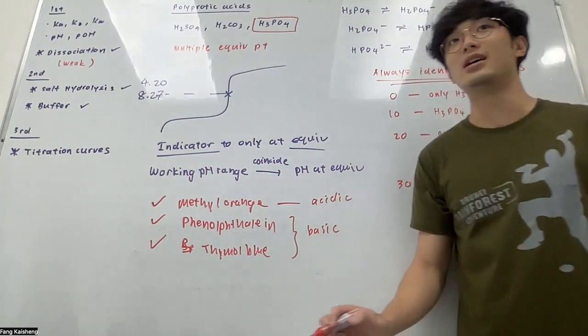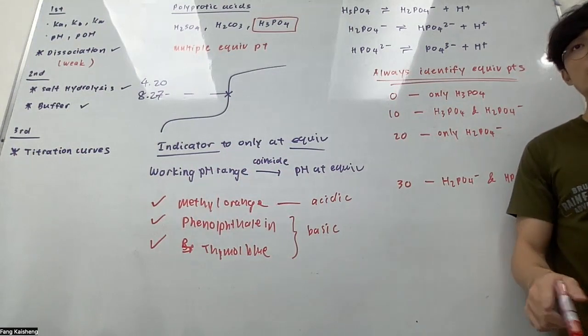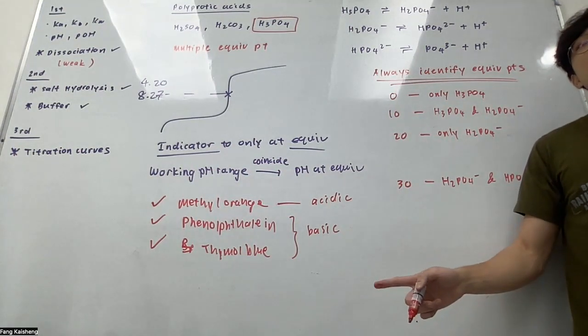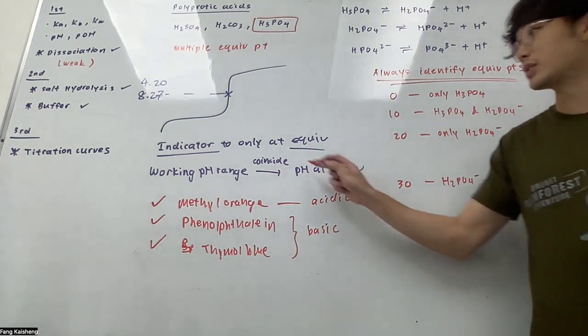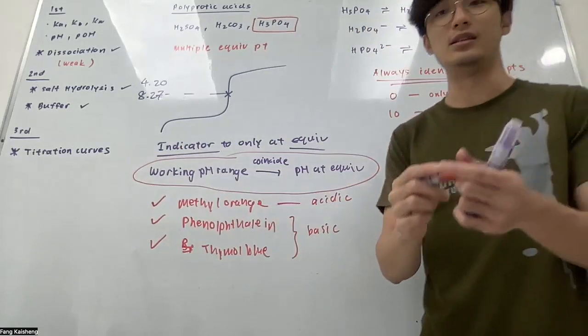Okay, guys, listen up. They will ask you what indicator to choose. You choose based on acidic or basic equivalence point. Then the next thing they will ask is why. Why is because of this here. Just repeat whatever they say in the box. That's it.